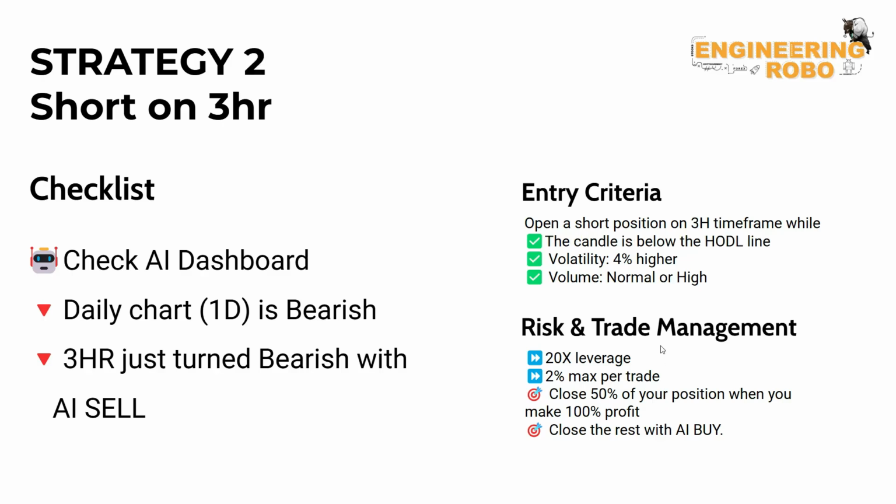Again, shorting on the 3-hour. So the checklist, very similar. Check the AI dashboard. Make sure that the daily chart is bearish and the 3-hour has just turned bearish with the AI sell signal. Entry criteria for this one.